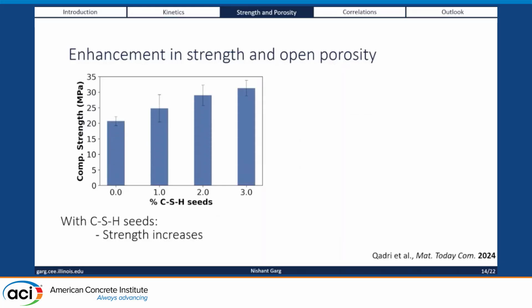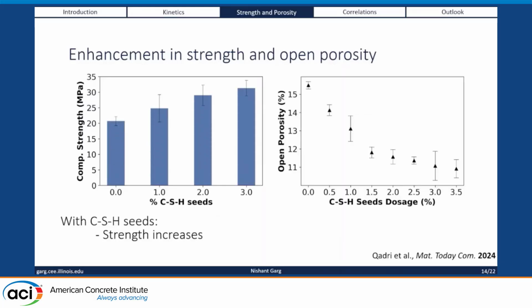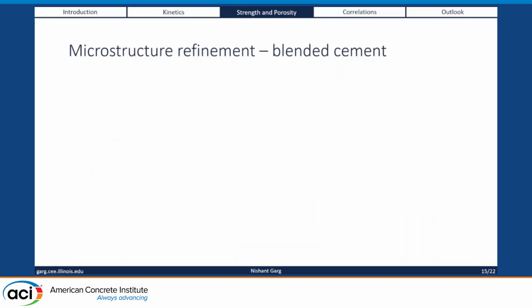In looking at the strength, again, generally strength increases, but we've also been interested in the durability side, so measuring open porosity through helium pycnometry. And again, you can see that there's a drop at the first few percentages, but later on the porosity stabilizes. At about 1% dosage or so, you get a few percent decrease in porosity, which is nice because then you also have a somewhat more durable, impermeable system.